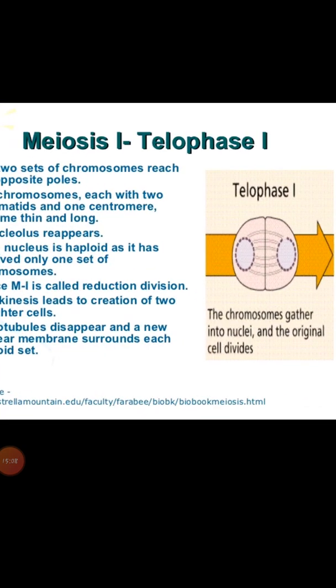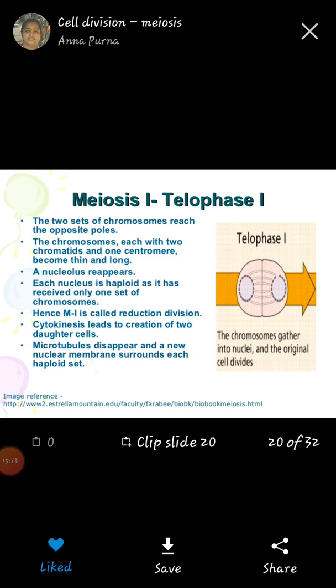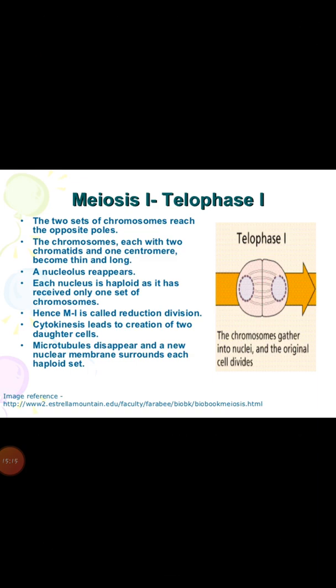Then next is cytokinesis. After telophase first, cytokinesis takes place. The cytoplasm constricts in the middle, or a cell plate is formed, to form two daughter cells, each containing a single nucleus with half the number of the original number of chromosomes.